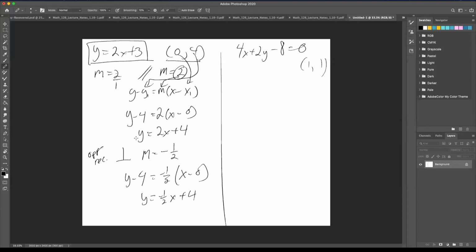Okay, so this is the equation for my parallel line. This is my equation for the perpendicular line. Is that making more sense?